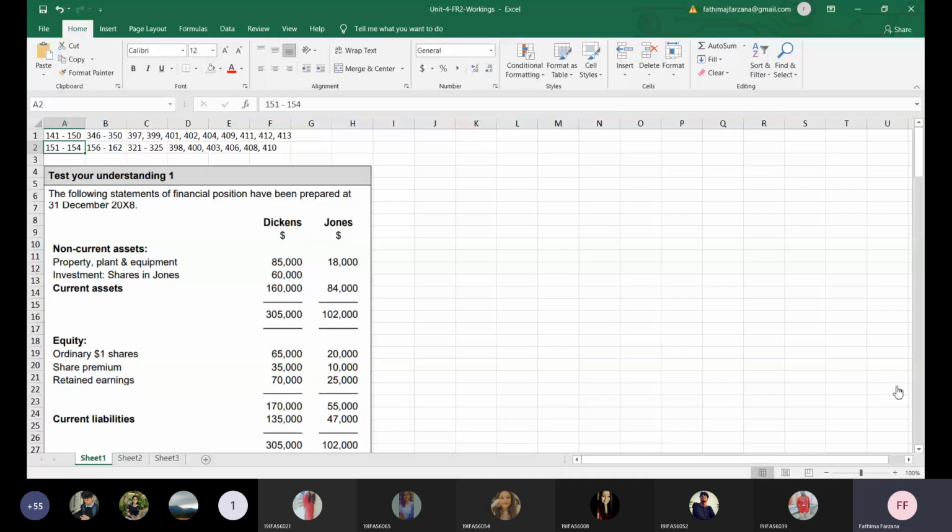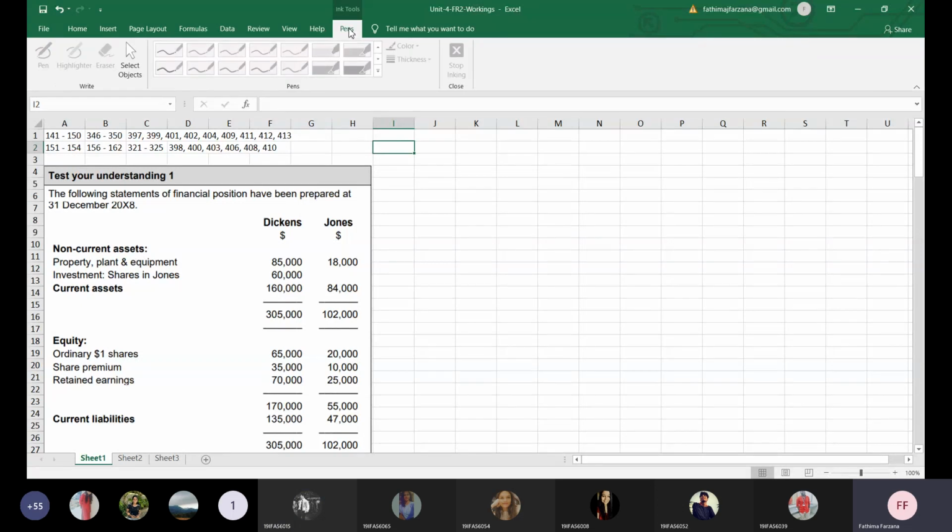Yes. Can you see the screen? Yes, ma'am. So what is step 1? What is step 1? Group structure. The pen is not working here. I don't know what happened. Okay, fine. I'll type it. No other option.